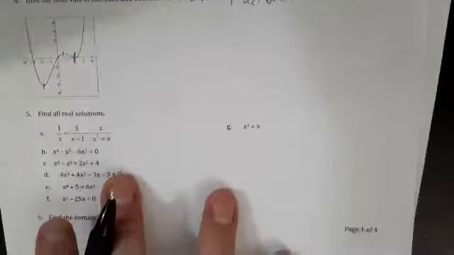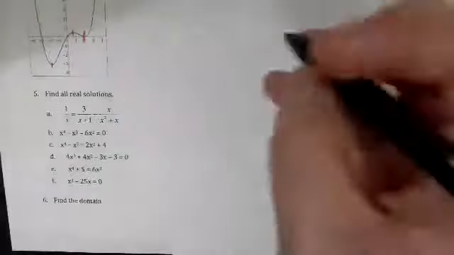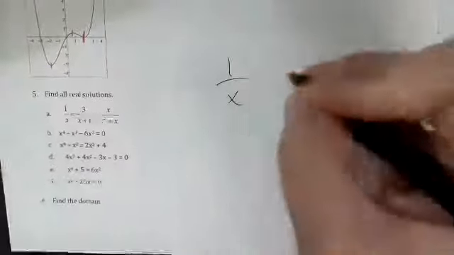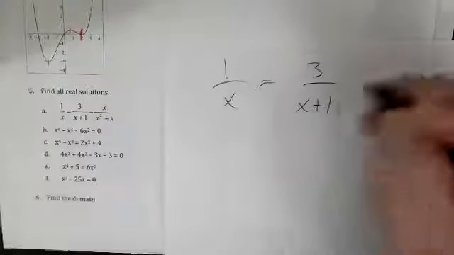Find all real solutions. So again, I guess we could have split things up and made you factor things in one section, made you do another thing. But this is basically sort of like factoring stuff, right? So if I want to do something like, let's do 1 over x equals 3 over x plus 1 minus x over x squared plus x. If I'm looking at this, what's probably the first thing I want to do with these rational expressions?